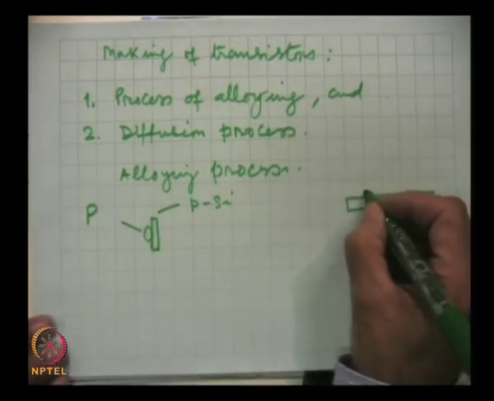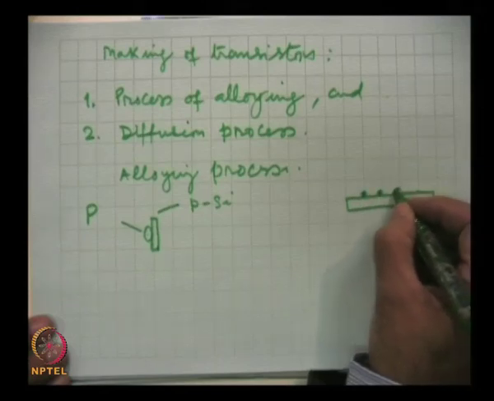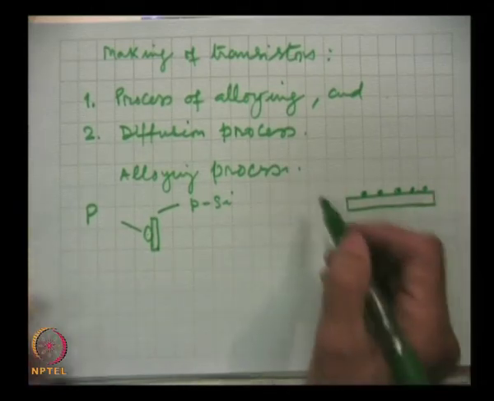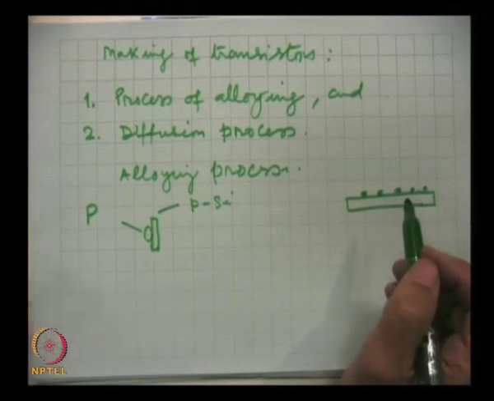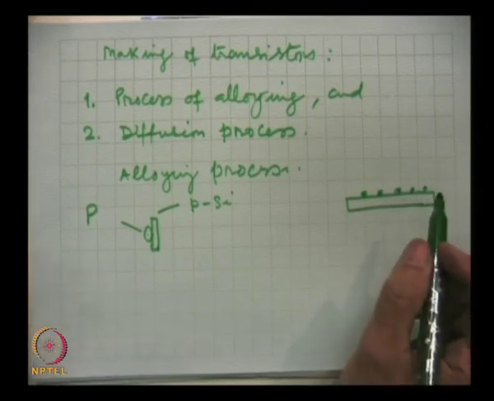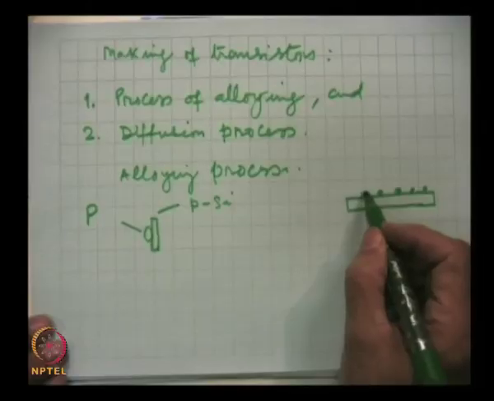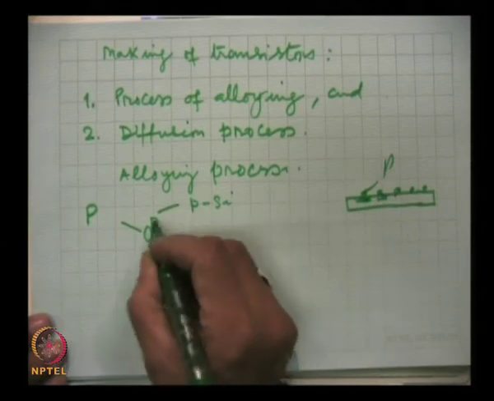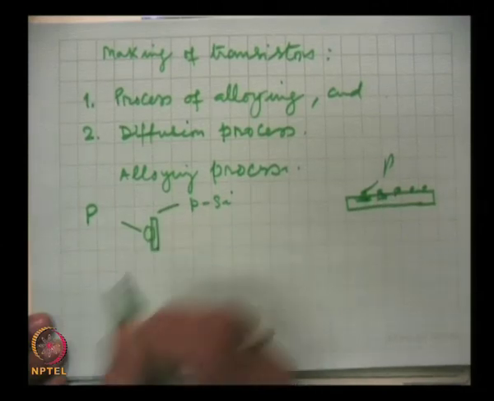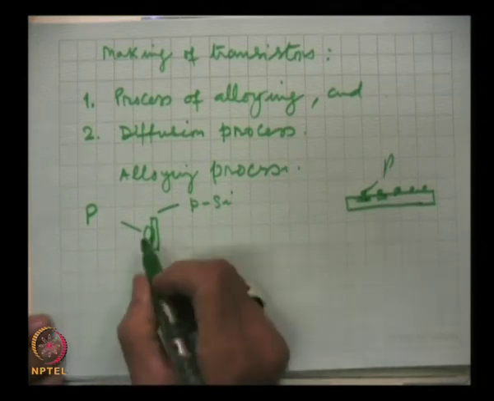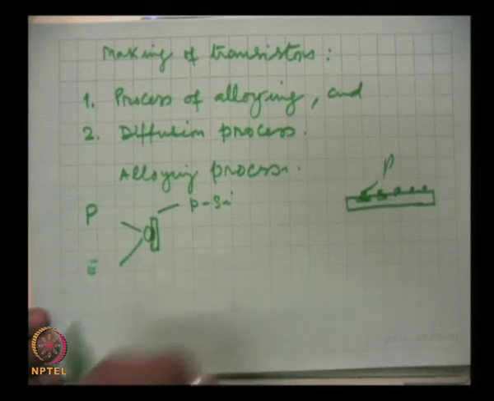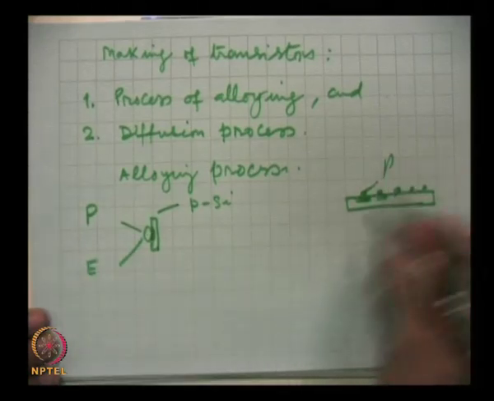and these pellets in the form of small dots are put on one side of it, and then the whole arrangement is put in a furnace which is very well controlled in its profile and in its temperature. So, this phosphorus impurity will diffuse and will make an N type region here. This will behave finally as the emitter.